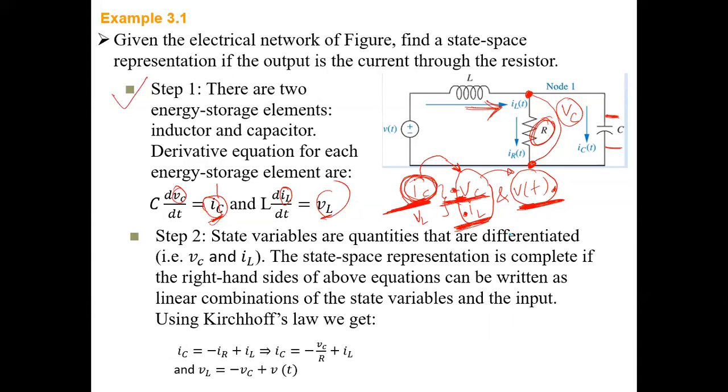So you're saying that you're able to substitute IR with VC over R because the voltage drop over that area is the same for both of those elements? Yeah, because they're in parallel, right? Yeah, okay. So R and C, they're in parallel. Yeah. So far so good. This one is good, right?